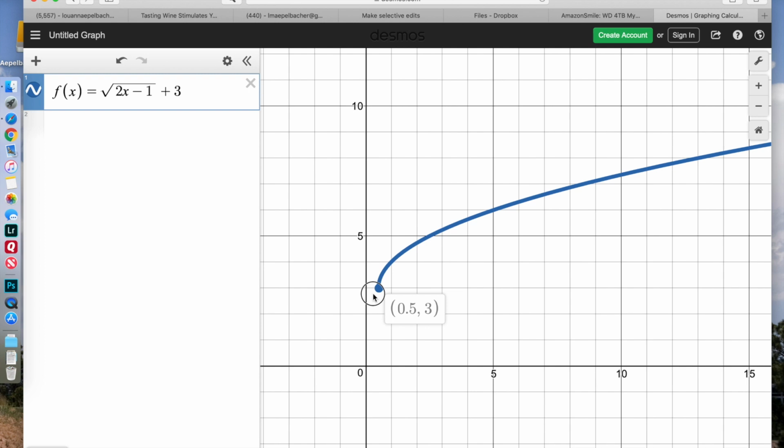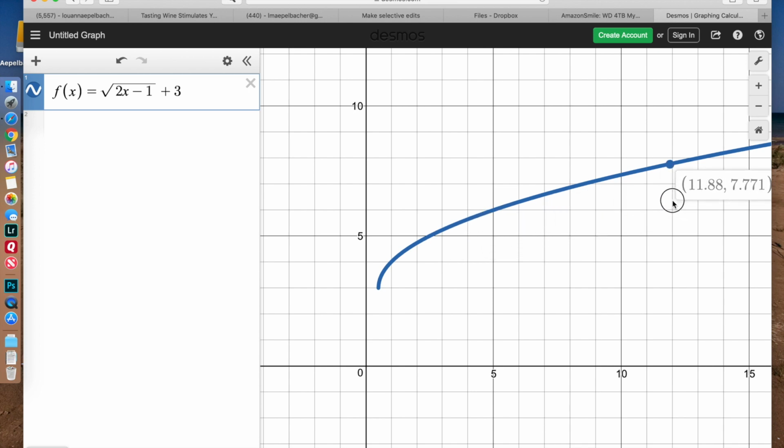So that x value is 1/2, but it's included. There is a point at 1/2, but there's no points to the left of 1/2, and so your domain starts at 1/2. I know that it says 0.5, but remember I don't want decimals there, so it starts at 1/2 and goes to positive infinity.